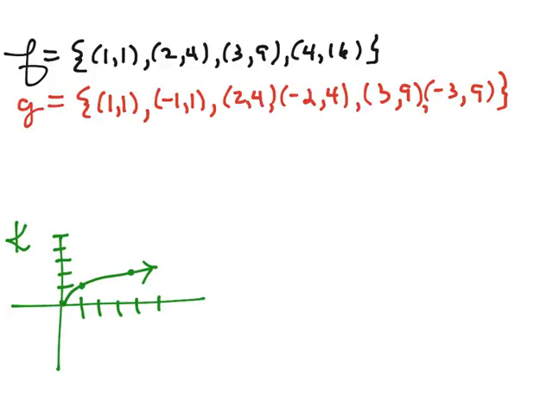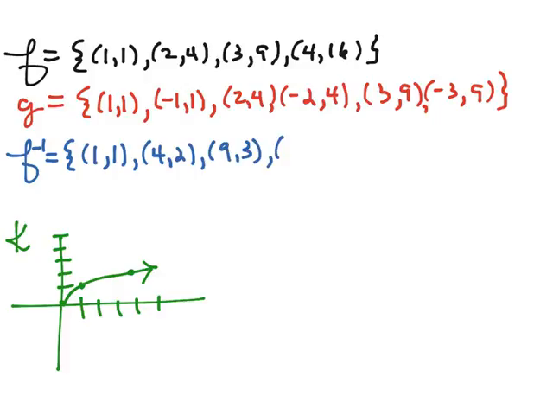We'll look at our function f, which is made up of the ordered pairs (1, 1), (2, 4), (3, 9), and (4, 16). If we would like to find f inverse, when you have a set of ordered pairs, the way you find f inverse is you switch the place of the x and y. So (1, 1) will stay (1, 1), but (2, 4) will become (4, 2), (3, 9) will become (9, 3), and (4, 16) will become (16, 4). So we find the inverse by switching the place of the x and y.